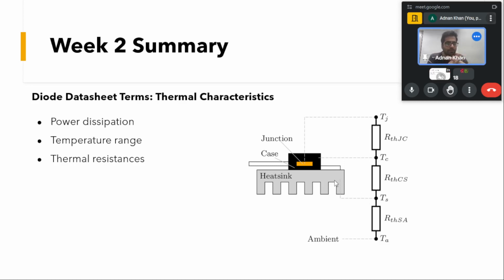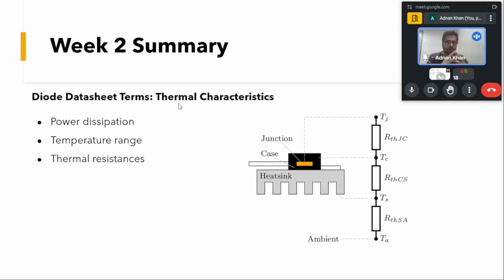what we do is we mount that device over some heat sink, so that we shall be able to dissipate that amount of energy. And then we have some heat sink over which that device is mounted, because the amount of heat that is being generated by the device, we should be able to dissipate that amount of heat.